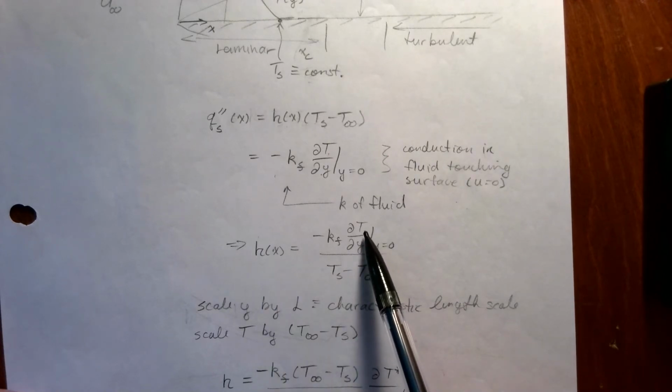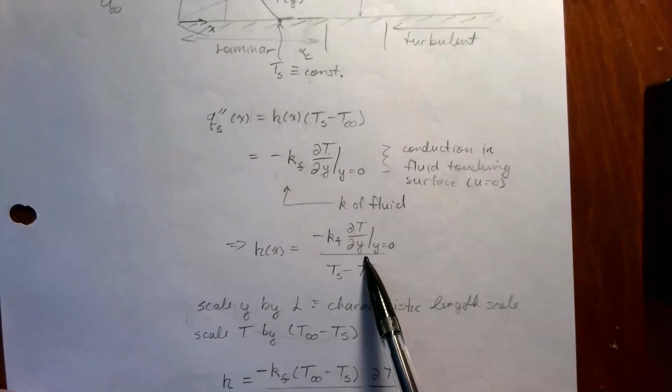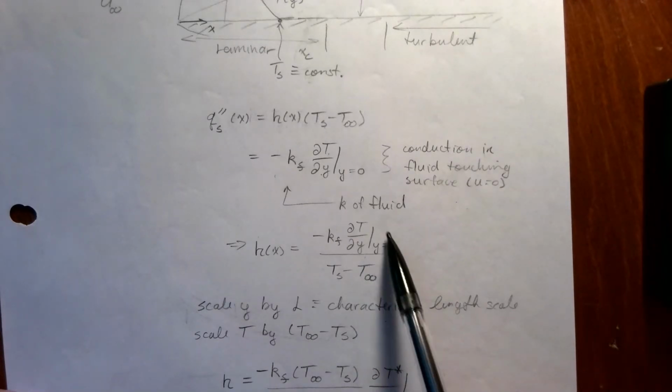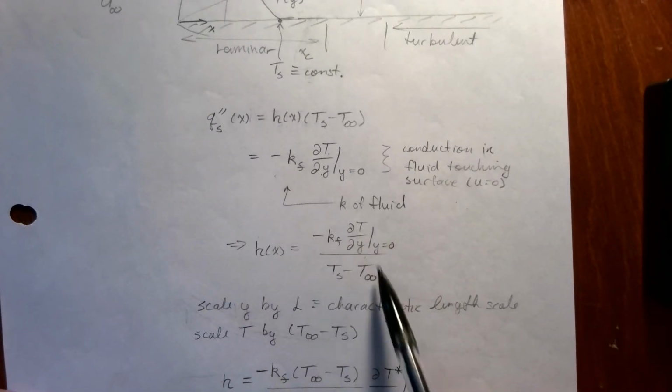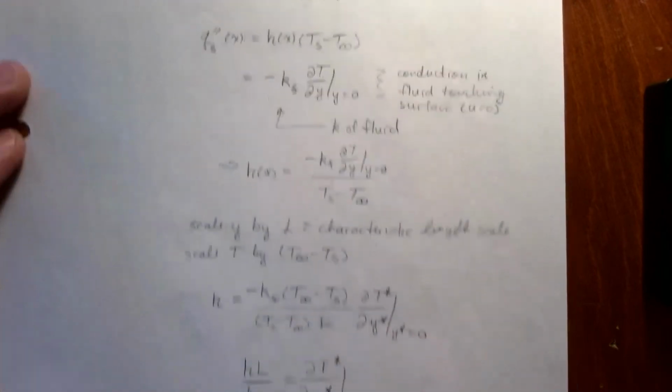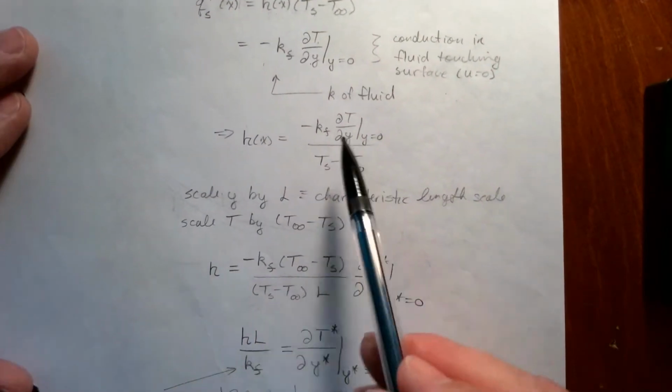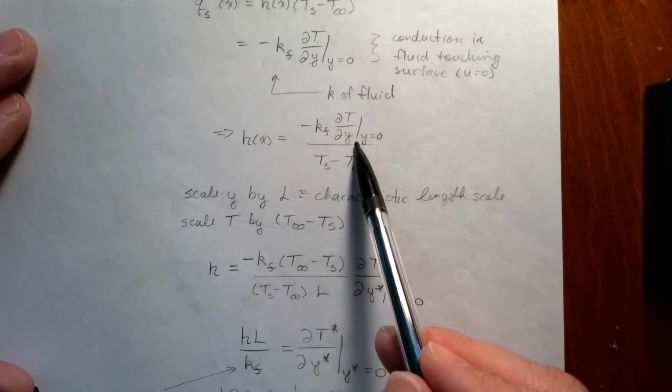All we really need to know is what is the partial of T with respect to y at the surface, and we substitute into this equation. Well, you got to know these other parameters too. But let's scale this problem. We've talked about scaling before. Let's take this and make it dimensionless.